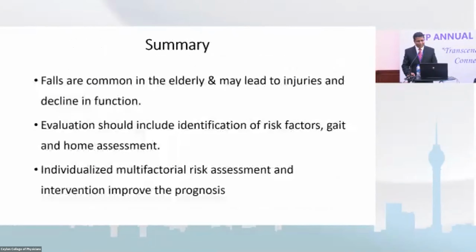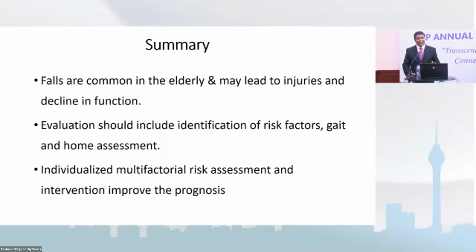So in summary, falls are common in the elderly and may lead to injuries and decline in function. The evaluation should include identification of risk factors, so it is gait and home assessment. In medical practice, we have a lot of things to do. We have to do the postural blood pressures. We have to do the Timed Up and Go test. We can do visual assessment.